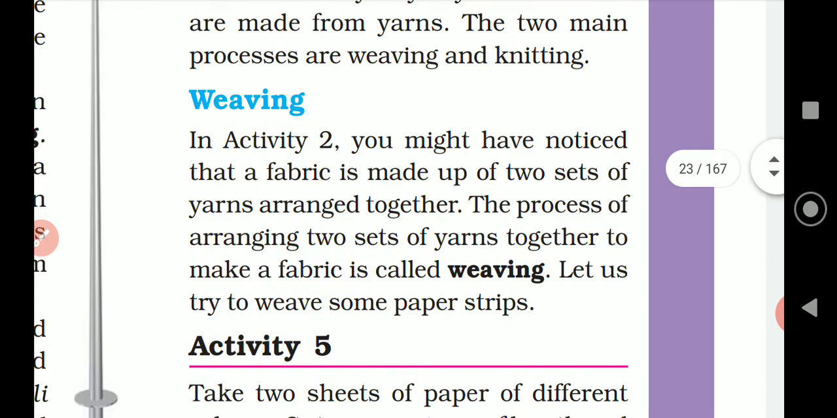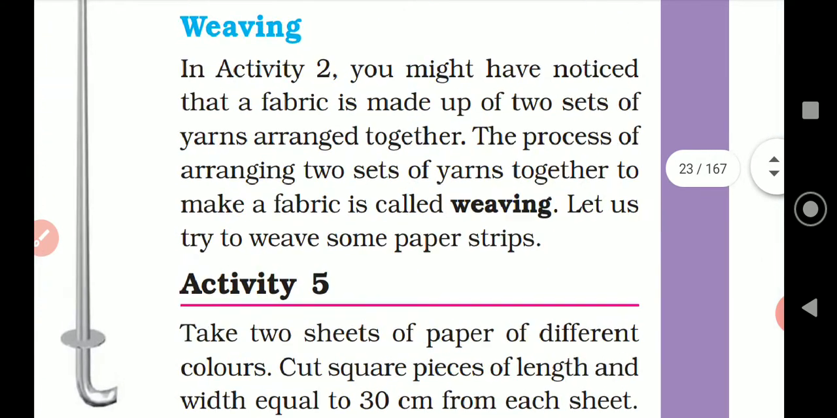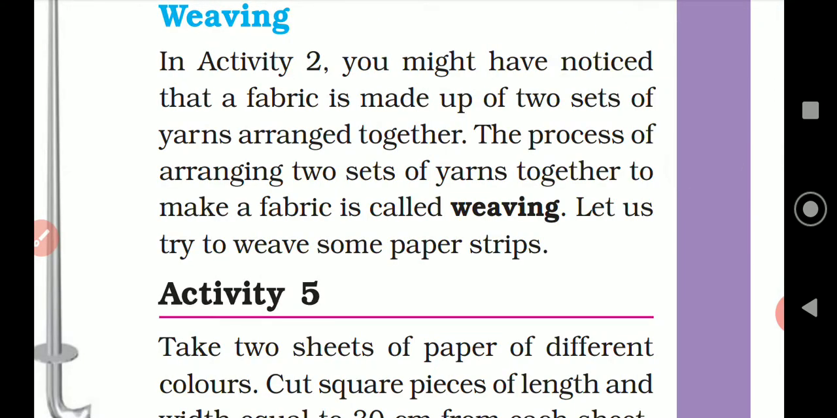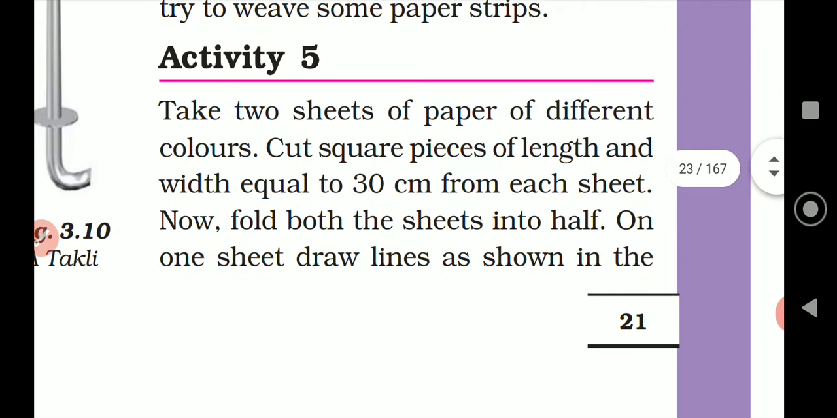Yeah, so let's start. In activity 2, you have noticed that fabric is made up of two sets of yarns. So this we have already seen. The process of arranging the two sets of yarn together to make a fabric is called weaving. We are moving ahead to activity number 5.